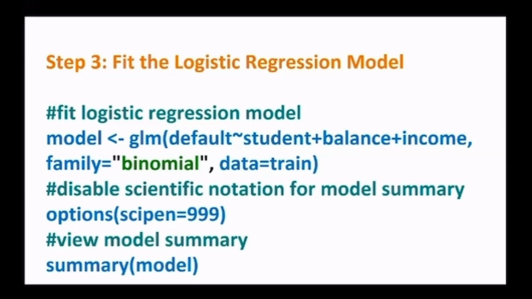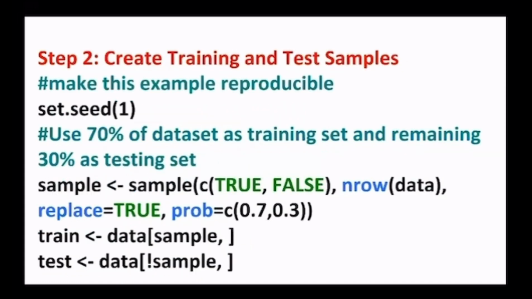Now take a look at that. In the model GLM, default is the response variable, either you're going to default or not. We are looking at the independent variables: whether you are a student or not, your account balance, and your income. Family equal to binomial, because the response variable is categorical, and our data equal to train. We're using the train data now, 70% of the entire data set. We're not using all of that.